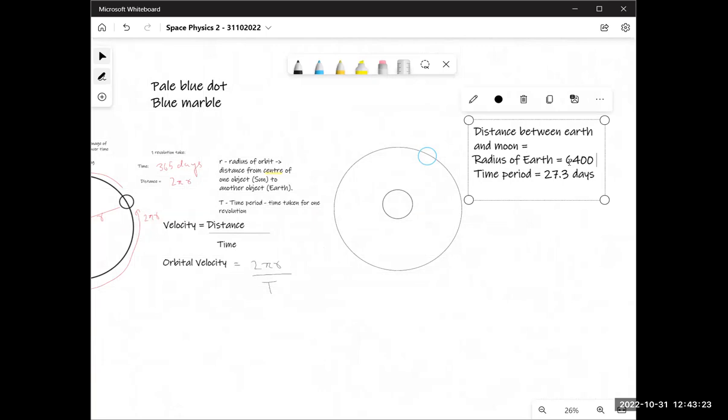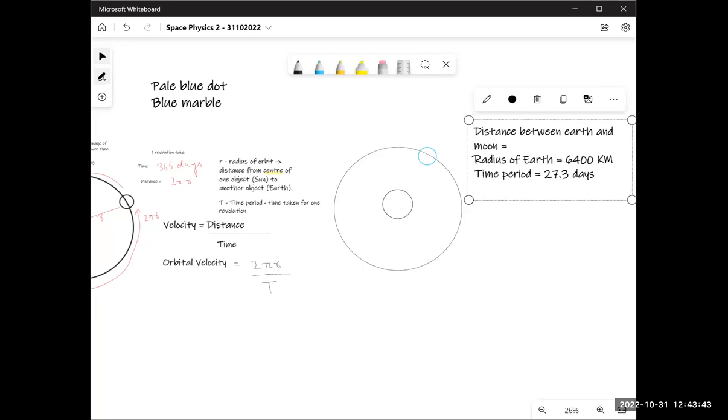6400 km. Did you also do the stars and the supergiant and the red nova and all that? Not yet. Just a second. I'll give you the distance between the Earth and the moon.